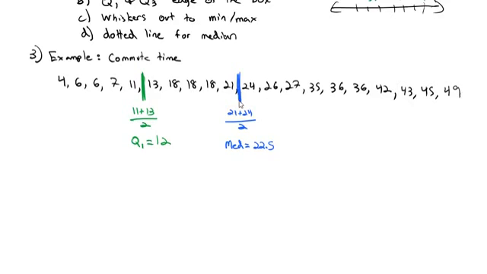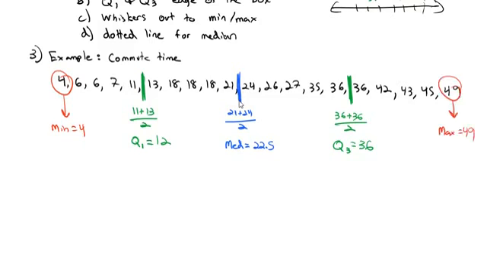For the upper quartile, again, we're going to have 5 data values on each side. Sticks us right between 36 and 36. When we add those together and divide by 2, the third quartile is 36. Also include our minimum value of 4 and our maximum value of 49. And we're ready to make our box plot showing the spread of our data.